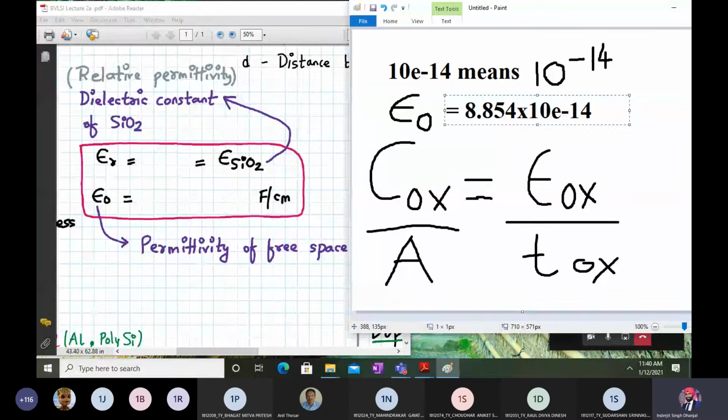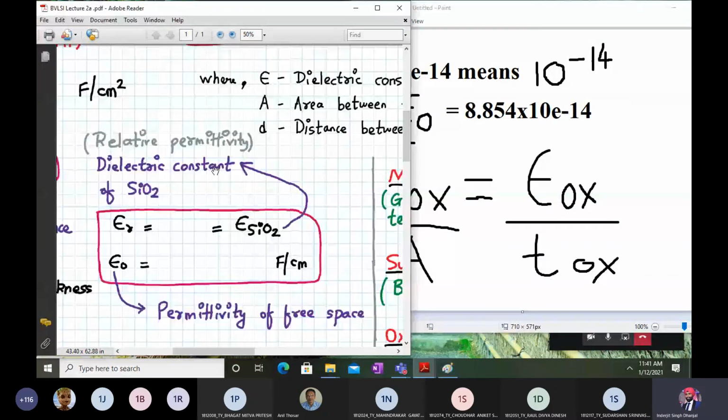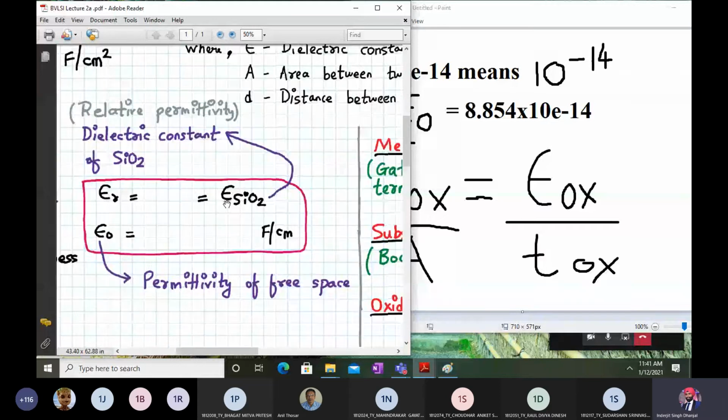Okay. And there is another number which is epsilon r. Now epsilon naught is the permittivity of free space. Epsilon r is the dielectric constant of SiO2. Remember, we are using here silicon dioxide, SiO2, as an oxide material. So hence we have to use the dielectric constant of SiO2. And this is called relative permittivity. Okay. So epsilon R, we can also denote as epsilon of SiO2, and its value is not given over here.